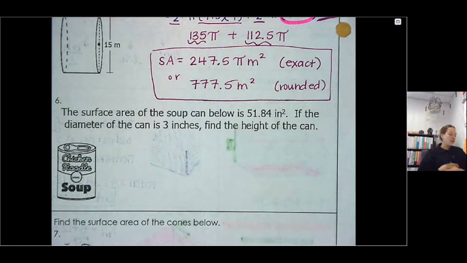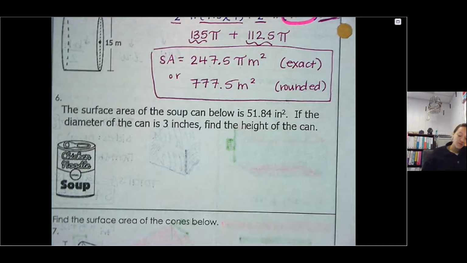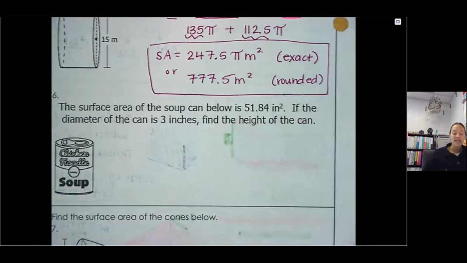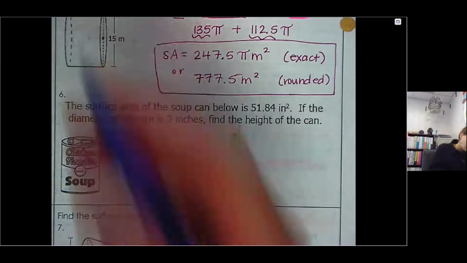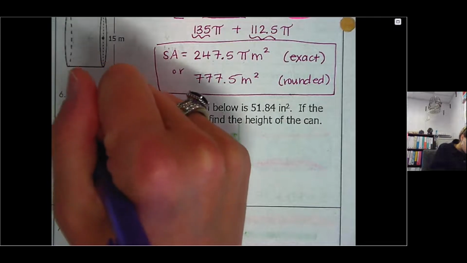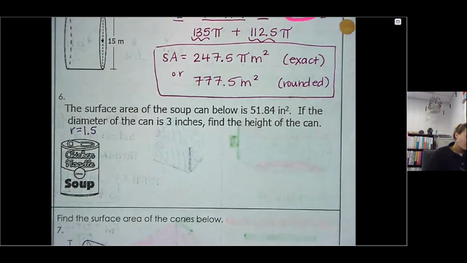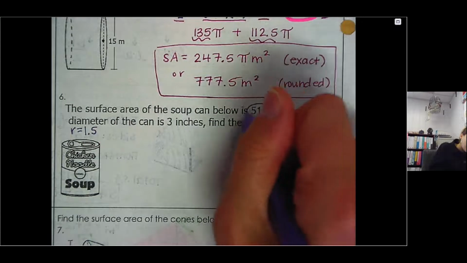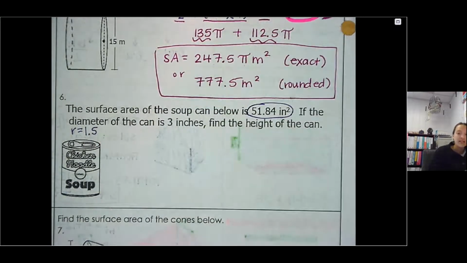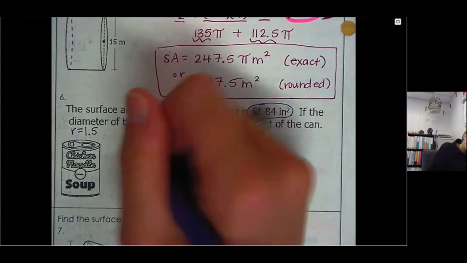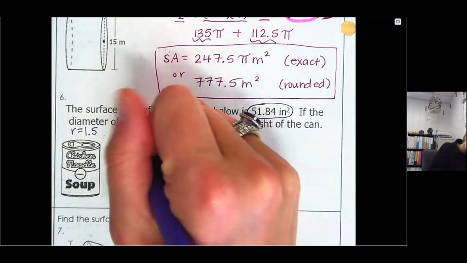Now, I know the diameter is 3. That means the radius has to be half of it. So the radius is 1.5. I already have the value for the surface area right here. So we're going to set up the equation.